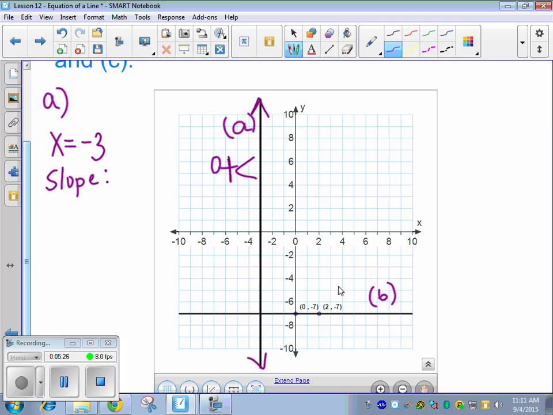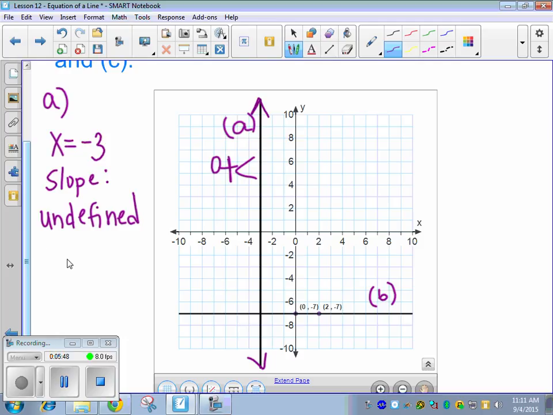So the slope of this line is undefined. Undefined. Yep, can't walk up a wall. All right. Would B be undefined? Nope, B is actually a slope of 0. Okay, there's no tilt to this one. It's 0. So you just kind of have to memorize, any vertical line is undefined.